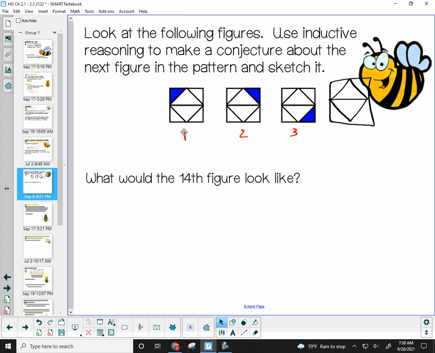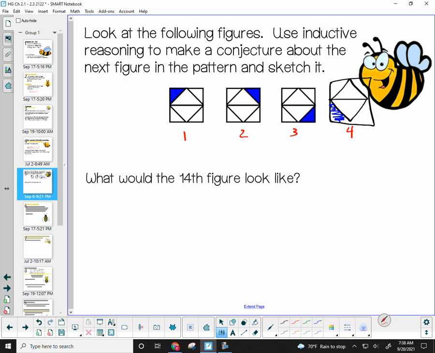Have enough time to sketch that figure? Okay, what area would be colored blue? The bottom left? Right here? Is that okay? All right, so then what would the 14th figure look like? Wait, let me do.